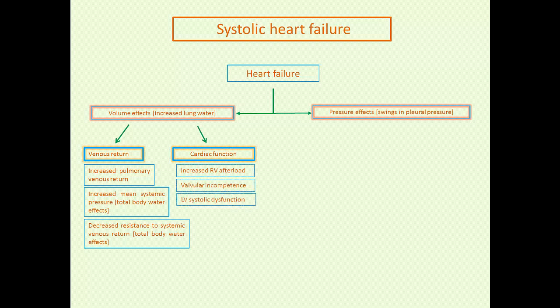The volume effects of increased lung water on the heart increase right ventricular afterload, with multiple effects here, including hypoxic vasoconstriction, but also a little-known physiology that's commonly called West Zone 4 physiology, and that's when interstitial pulmonary edema can collapse the extraalveolar vessels, and that collapse of the extraalveolar vessels can increase pulmonary vascular resistance. Certainly valvular incompetence, both tricuspid and mitral, can occur, and certainly the systolic dysfunction in and of itself.